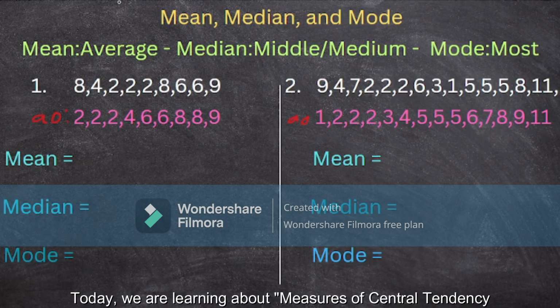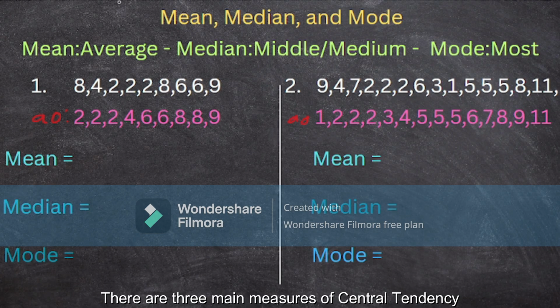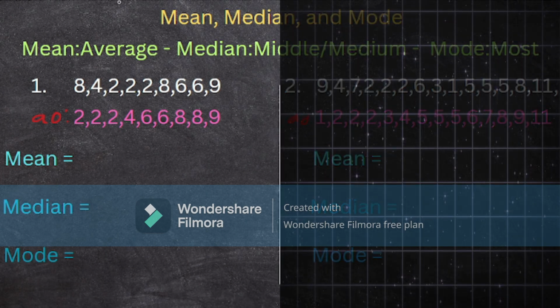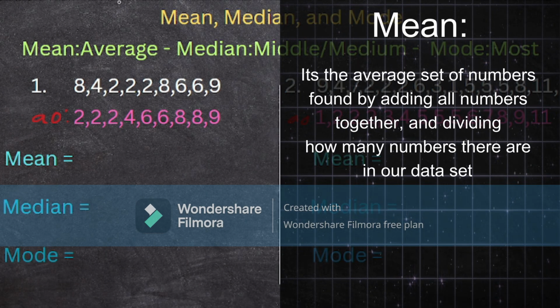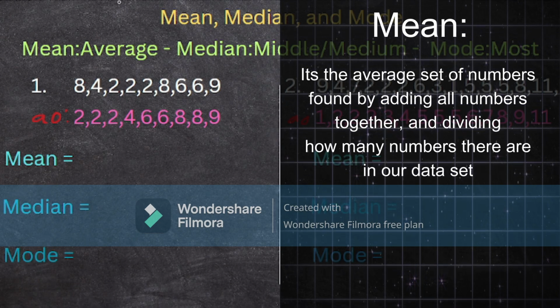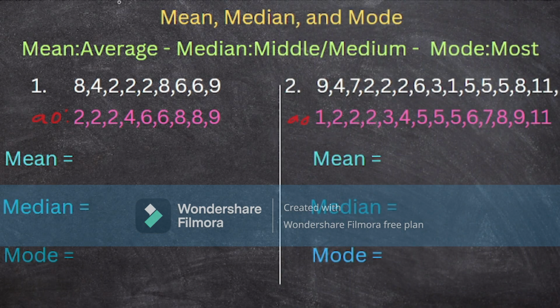Today we are learning about measures of central tendency. There are three main measures of central tendency. They are called mean, median, and mode. Mean. Mean is the average of a set of numbers. You can find it by adding all the numbers together and dividing by how many numbers there are in the data set.